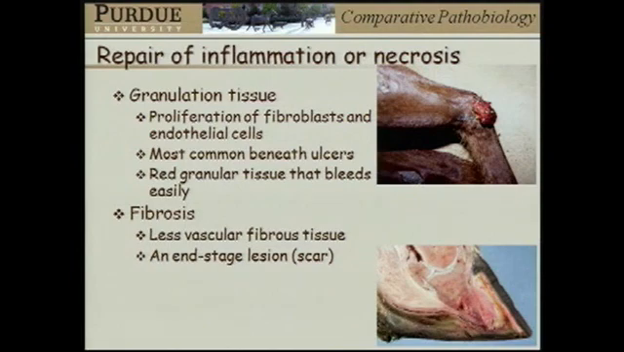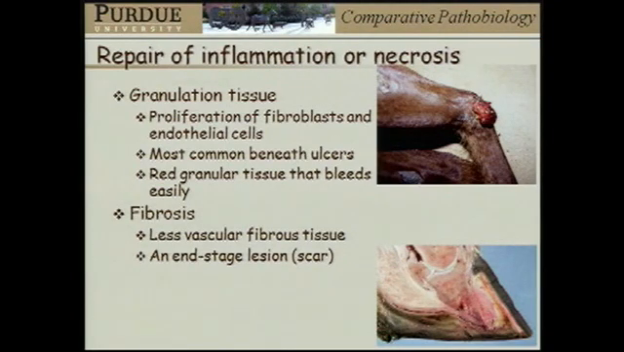So grossly it appears as red granular tissue that bleeds easily, and it can be quite exuberant in the horse. We use the term proud flesh sometimes when it takes on this tumor-like appearance, and can be very difficult to cure by surgical excision because it grows back.